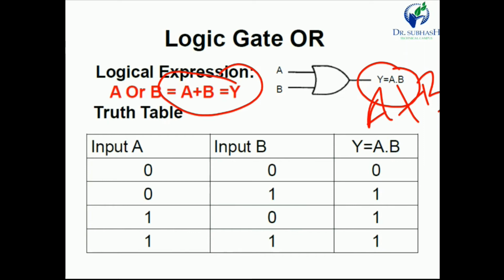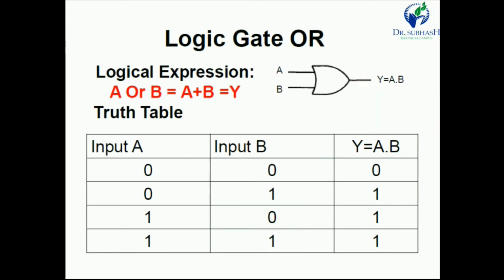So here is given the truth table: A is 0 0 1 1, B is 0 1 0 1, and Y is 0 1 1 1. So this is the truth table of the logic OR gate. You have to remember this point, and you should draw this table in your book so you can remember easily. So this is about the OR gate.